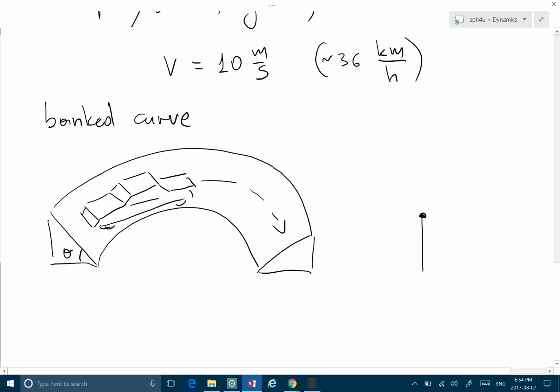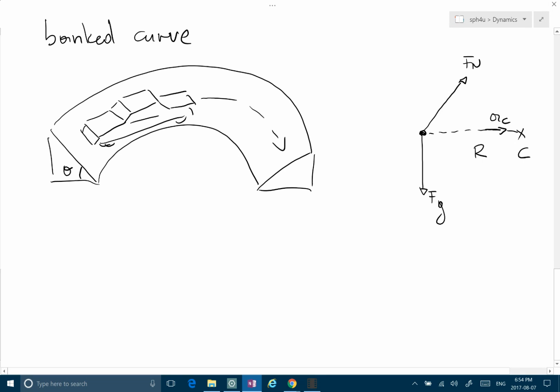So if you were to draw a free body diagram, we have gravity, we have normal, and then we know that the center of rotation is somewhere here. That's the actual radius. So we know that the acceleration is in that direction. So we know that the net force has to be in that direction. Okay, so if there is no friction, for example, and you have to rely just on those conditions on the bank, it means that the normal has components, this is Fn x, and this is Fn y. The y component of the normal will act just to balance gravity, and the x component of the normal will be our centripetal force, which is mass times acceleration, all right?